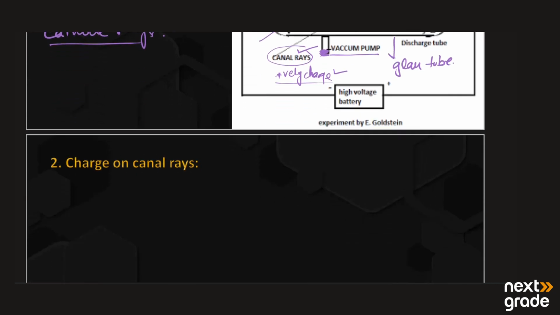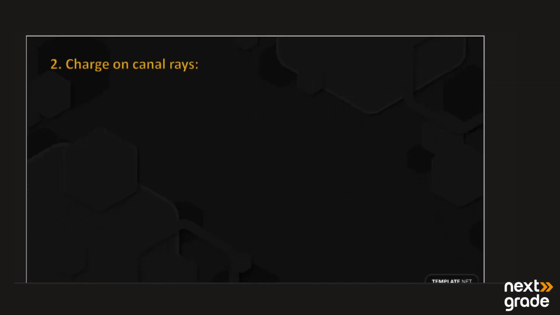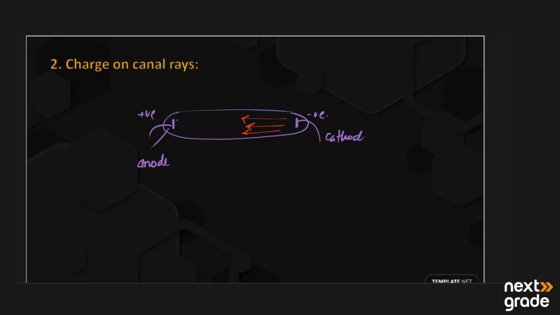Okay, next we have the second property, charge on the canal rays. Scientists take the glass tube and attach one end as the anode, the positive end, and the other end as the cathode, the negative end. The rays originating from the cathode are the cathode rays and from the anode are the anode rays. When they apply an electric field, these rays start to deflect towards the negative plate.